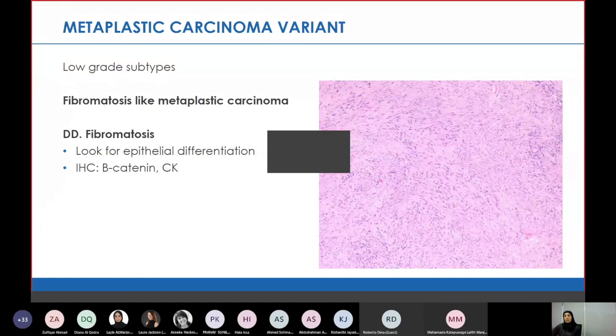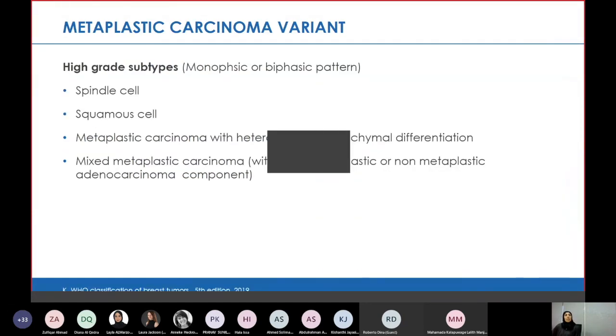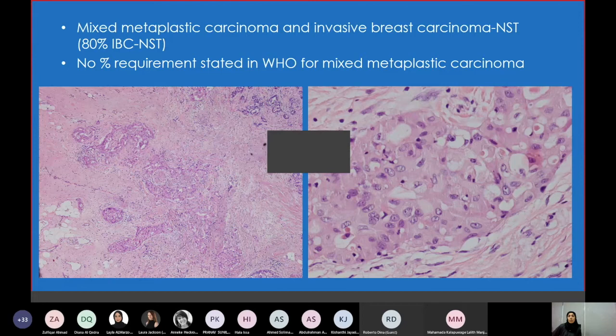fibromatosis-like metaplastic carcinoma. For the high-grade subtypes, I just presented the spindle cell, but we can have squamous, and we can have heterologous mesenchymal differentiation, and it can be a monophasic or biphasic pattern. Mixed metaplastic carcinoma, I will talk about from this case.